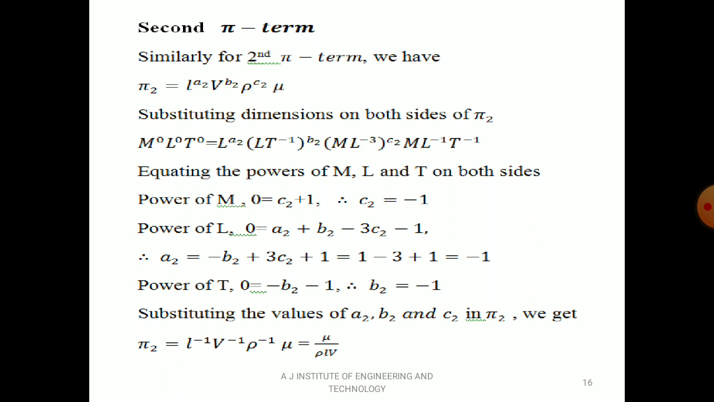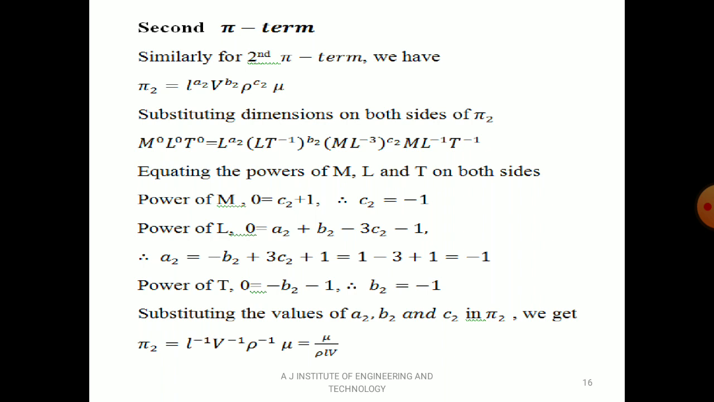Now we have values of b2 and c2. The remaining value is a2, which we can get from the second expression. We can rearrange the second expression as a2 equal to minus b2 plus 3c2 plus 1. Minus b2 value is minus 1, so minus into minus becomes plus 1, plus 3c2. c2 value is minus 1, so it becomes minus 3 plus 1, which is equal to minus 1. Upon simplification we get the value of a2 as minus 1.